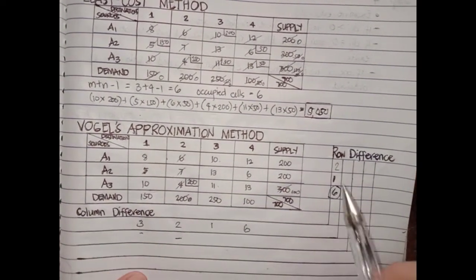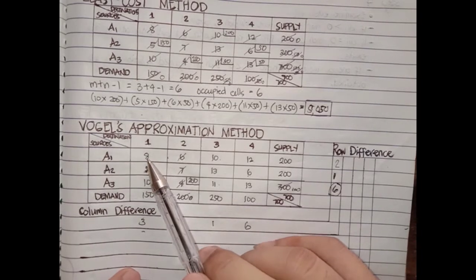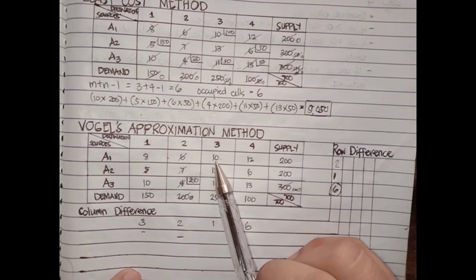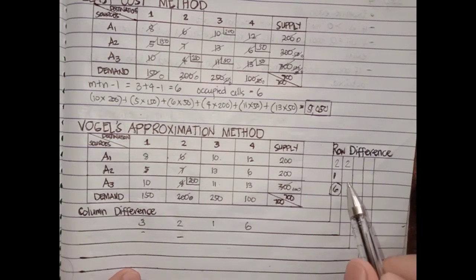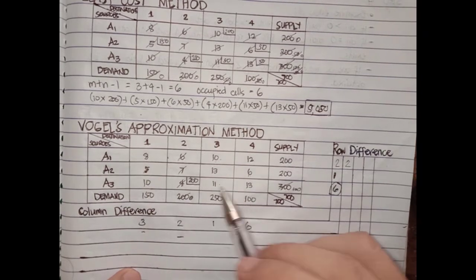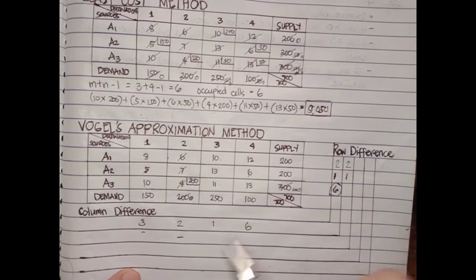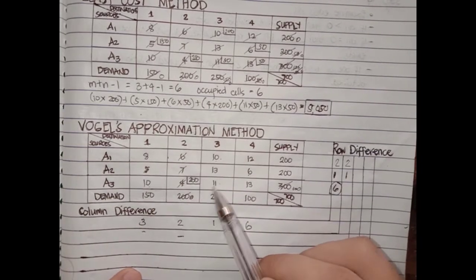Since we will no longer allocate in this column, we'll put a dash here. So let's go back here. In this row, the smallest is 8 and the second is 10. The difference between 8 and 10 is 2. Next column, where is the smallest? It's 5, next is 6, so it's still 1. In this row, we have 10 and 11, so the difference is 1.